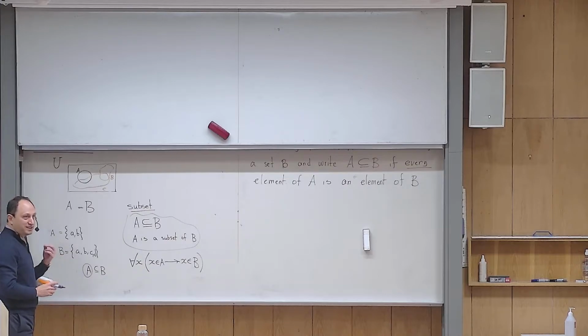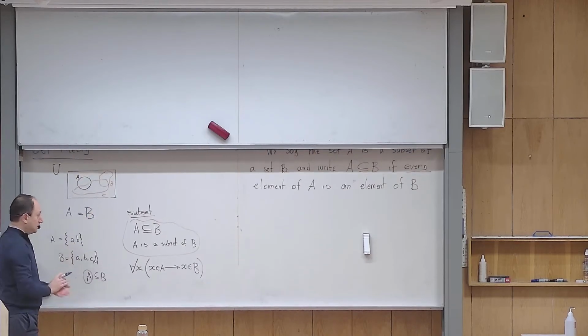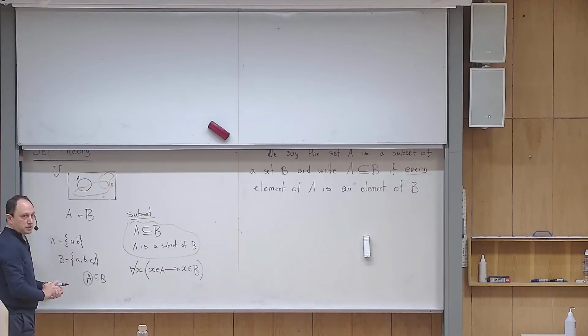I have to check it in this way. You need to choose an element from A, all elements from A one by one, and check them if they are elements of B. If the answer is yes for all of them, for every one of them, then you can say A is a subset of B. Okay? So let us go and check the elements of A.